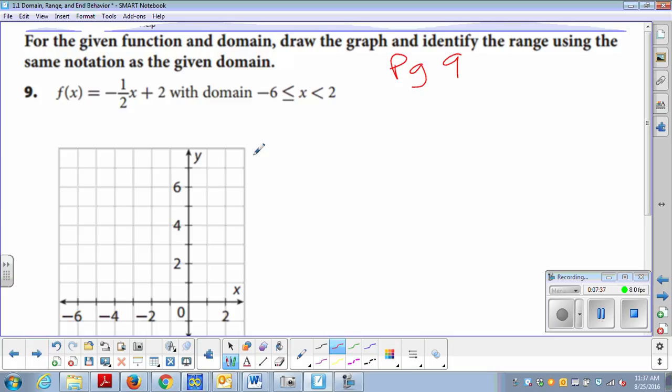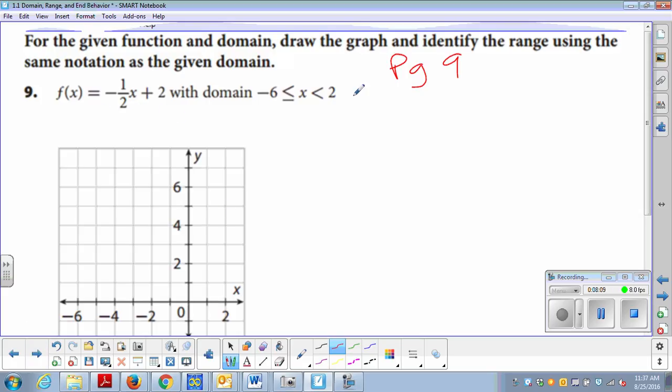So number 9, they give us negative 6 is less than or equal to x, and x is less than 2. So we know it's going to go to negative 6 on the x-axis and include that point, and go to 2 on the x-axis and not include that point. But we don't know what the point is going to be based on the function. We need to plug in these values to figure that out.